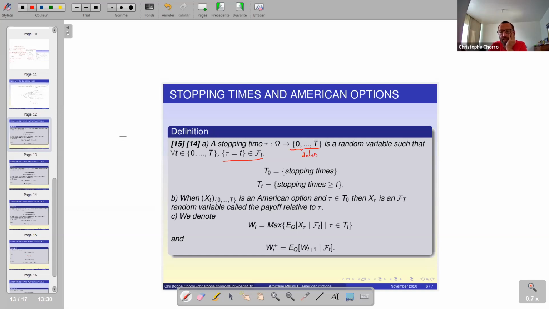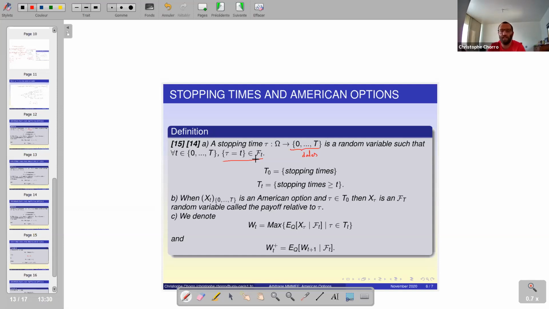That will choose a particular date in the set of the possible dates, only taking into account the information that will be available at these dates. I can't use more information than the one that I will have at this time, okay? So to choose tau to be equal to t will be done using only the information until time t.